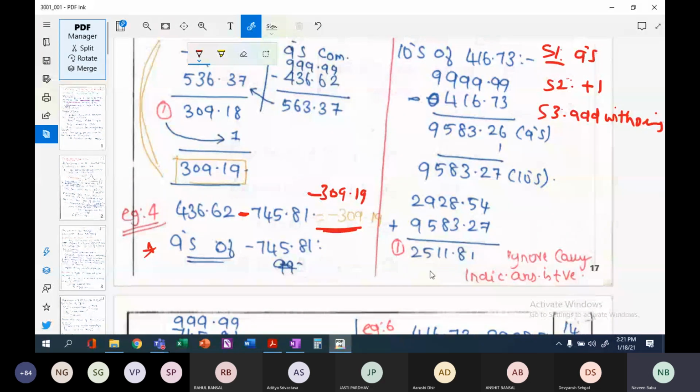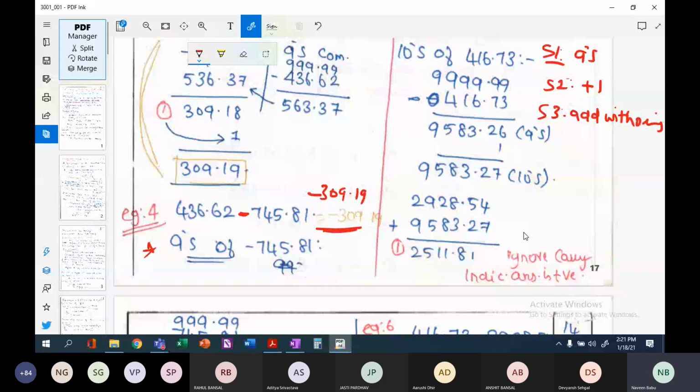In the previous case, if we got a carry, what we used to do is add it to the last decimal place, right? But here we will ignore the carry. That is the only difference with the tens complement number. You will ignore the carry here. And whatever answer you are getting is your actual final answer.